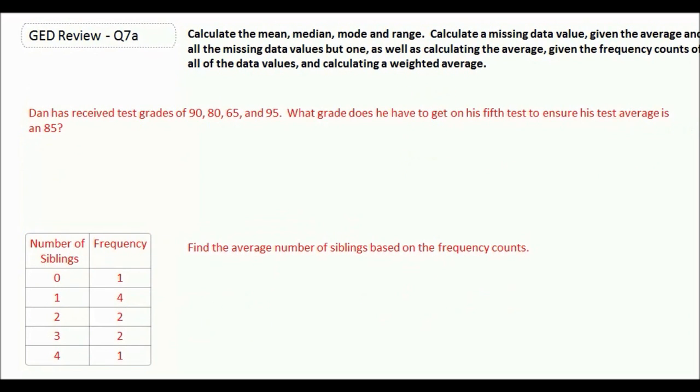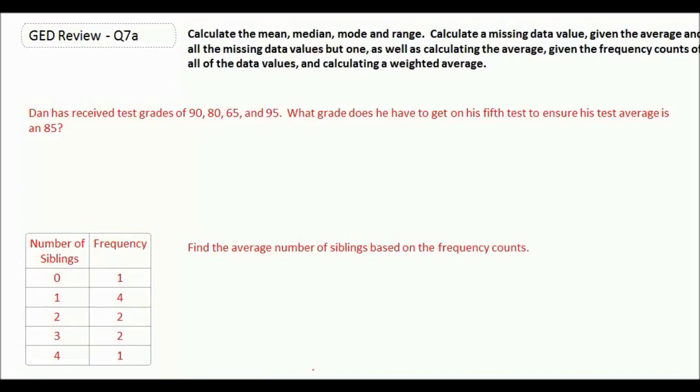Now often, you'll be given a set of data, you'll be told what the average is, and then you'll have to find a missing part of the data. So for example, it says Dan has received test grades of 90, 80, 65, and 95. What grade does he have to get on his 5th test to ensure his test average is an 85?